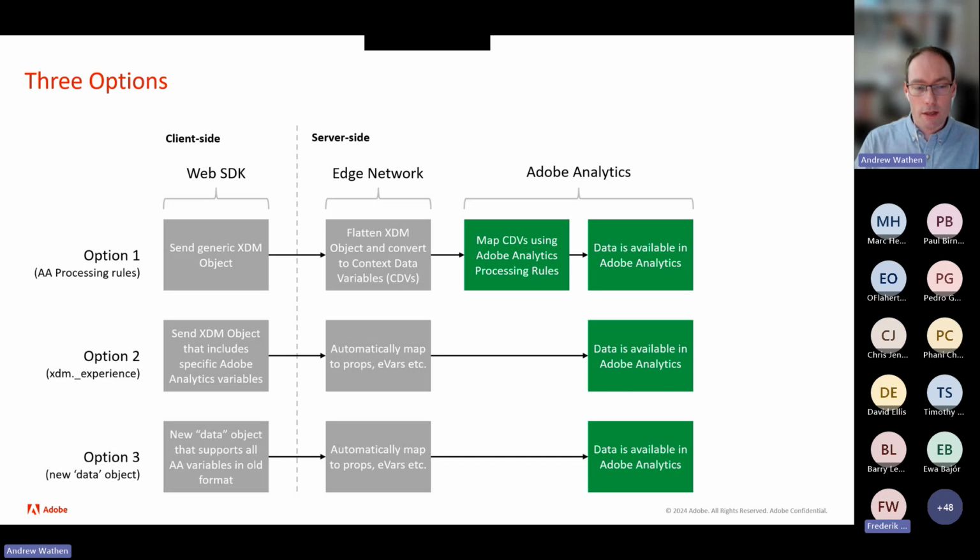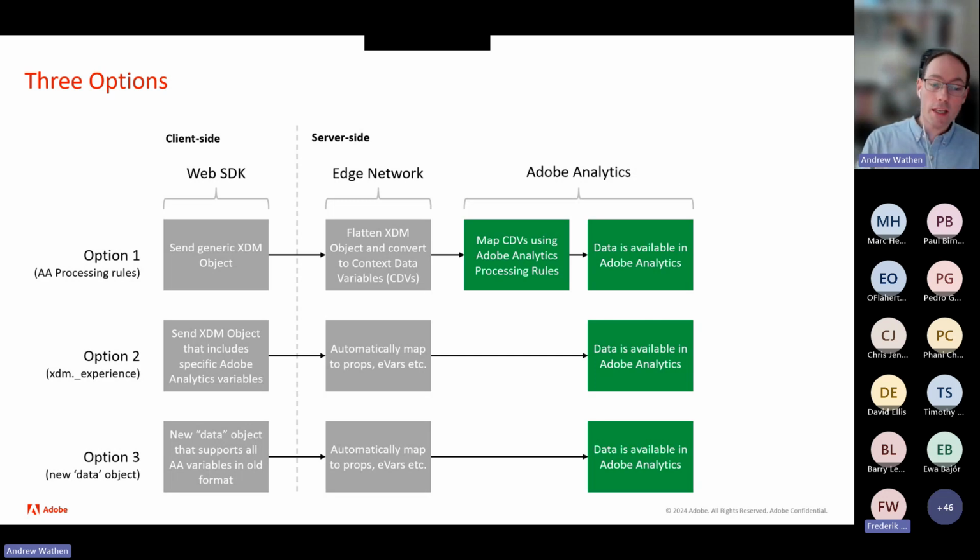So a really good example would be something like the product string. So with option 2, if you want to transmit product and have it auto map, you actually have to completely deconstruct your product string. You have to put it into this new format, which is in an array. And then what happens is the edge network converts that back to the product string for you, and it ends up in Adobe Analytics.